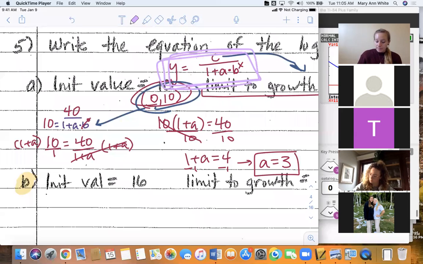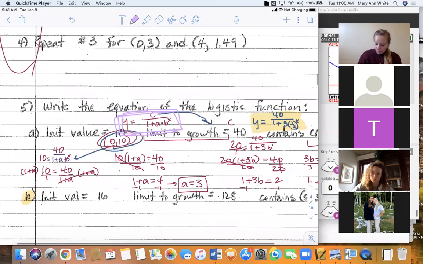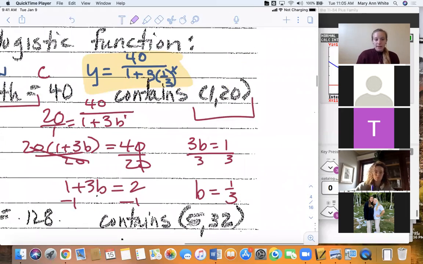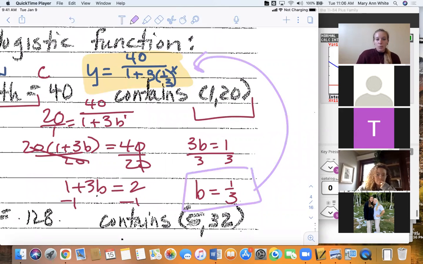Once I got A equals 3, I'm using a new X, a new Y, and then this A in order to find B. I still have C, 40, in as well. This time my new X and Y are 1 and 20. So I used 3 for my A. I plugged 1 in for X and 20 in for Y. Cross multiplied 1 plus 3B on both sides, divided by 20, minus 1, divided by 3, and I got B equals 1/3.